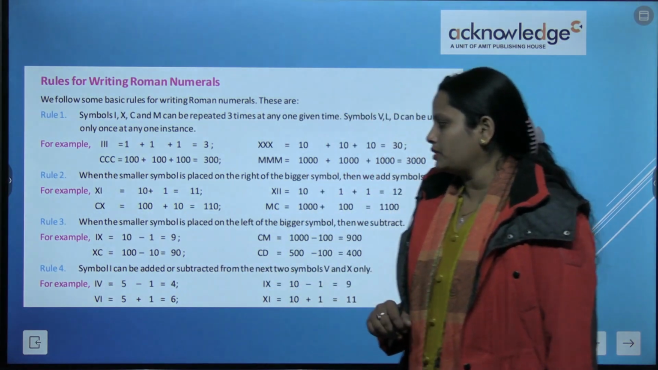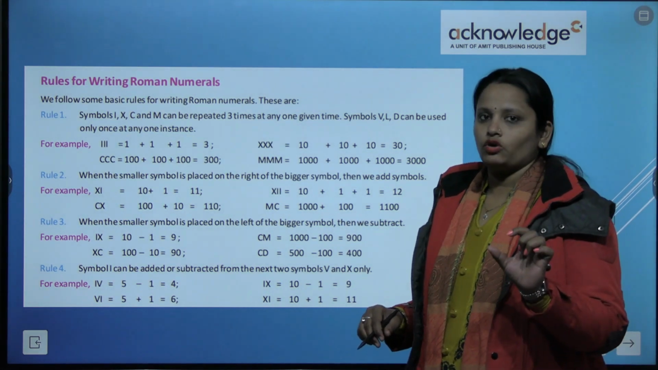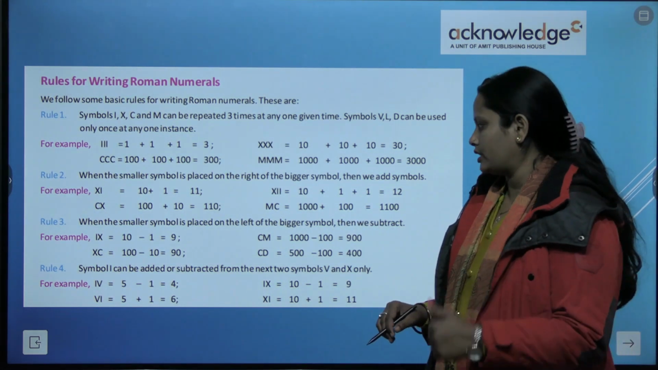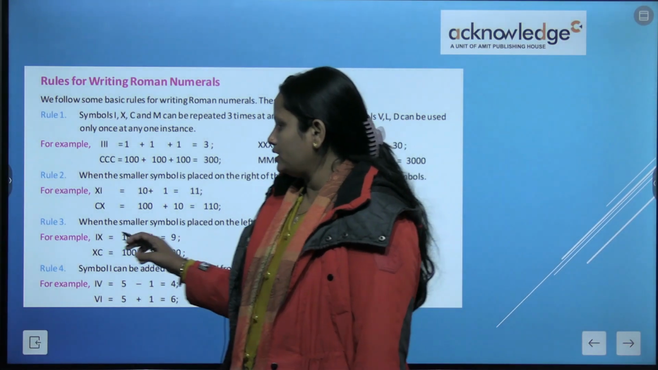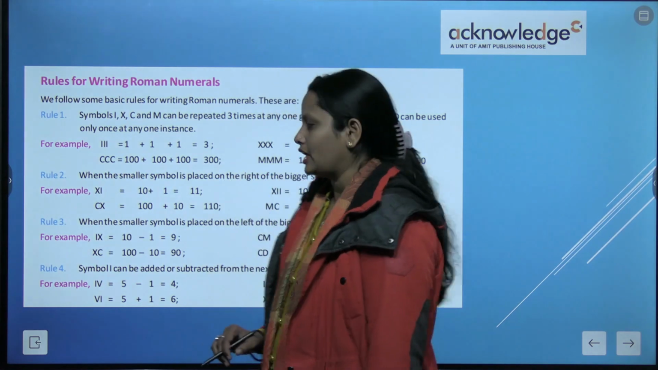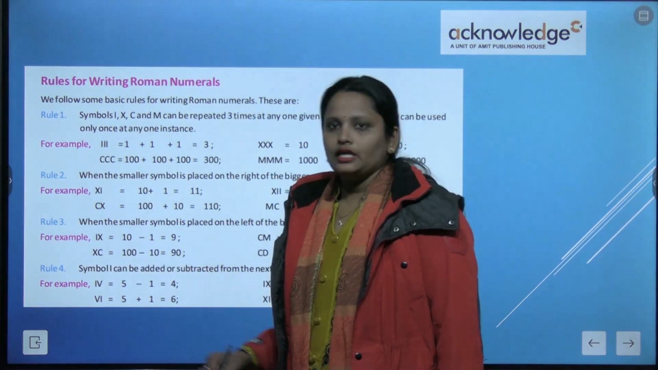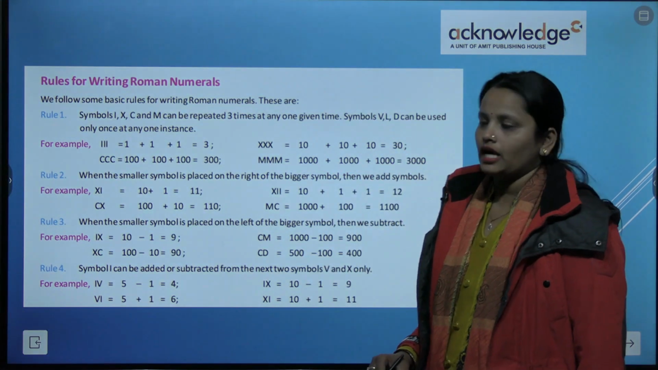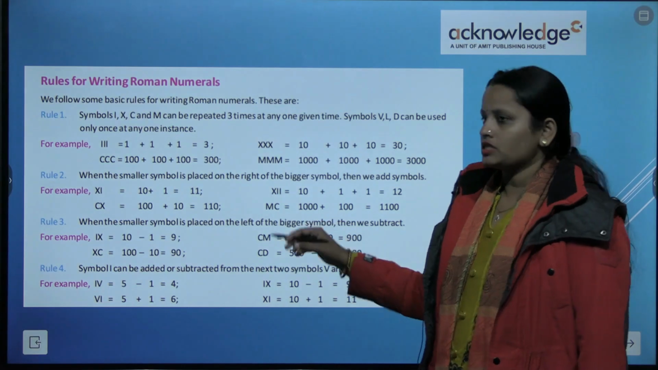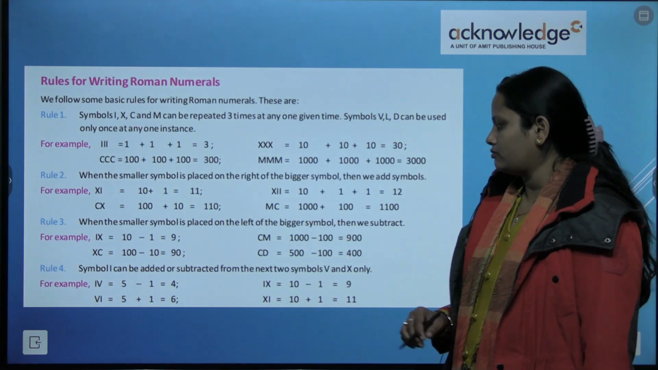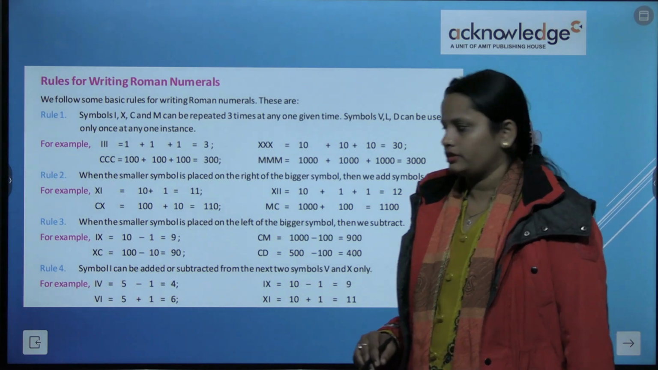Now, rule number 3. When the smaller symbol is placed on the left of the bigger, अब इस छोटे नंबर को हम बड़े के लेफ्ट में लिखते हैं तो क्या होता है, हम उसे सब्ट्रैक्ट करते हैं. For example, 10 के पहले 1 लिखा है, इसका मतलब हमने 10 में से 1 को माइनस कर दिया जो बन गया 9. अब सिमिलरली C में से हमने 10 को सब्ट्रैक्ट किया, तो ये बन गया 90. M में से C को सब्ट्रैक्ट किया तो ये बन गया 900 एंड D में से C को सब्ट्रैक्ट किया तो बन गया 400.